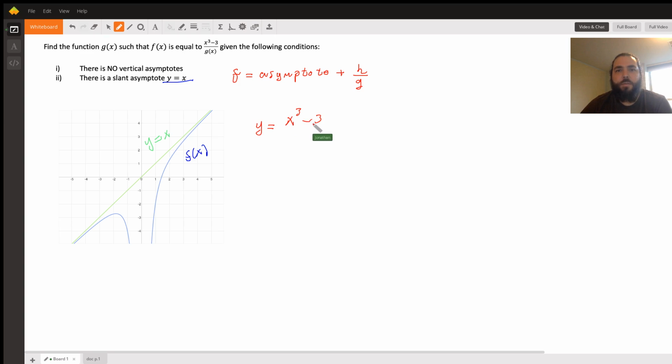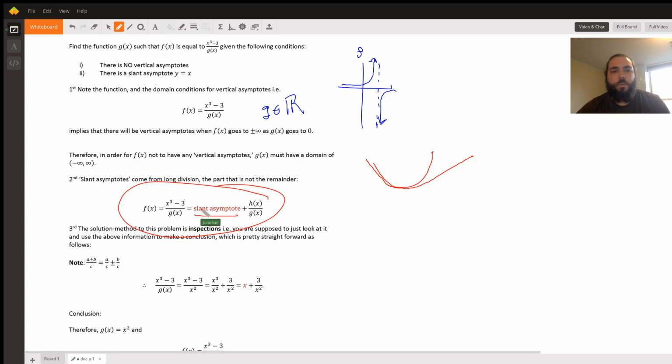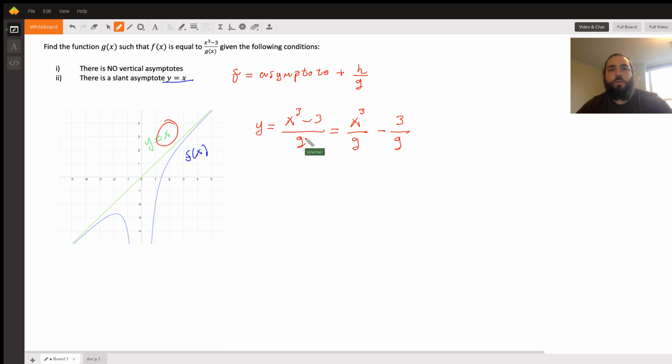So basically, just to get to the point here, if we've got y is equal to x cubed minus 3 over g, then we're going to break that apart into x cubed divided by g minus 3 divided by g. And this part right here is not what we want, because this isn't x, right? We want x to be in this form right here. We need the x to be right there.